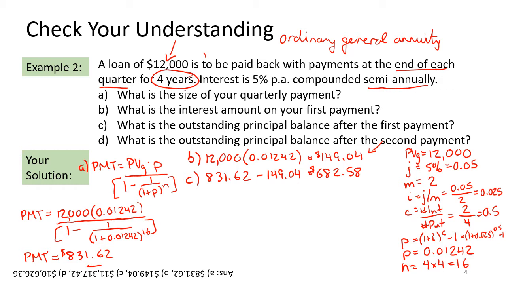So now that we have the principal, we simply subtract that from our loan. So our outstanding principal balance is $12,000 minus the $682.58 principal payment that we made as part of our first payment. And that gives us $11,317.42.